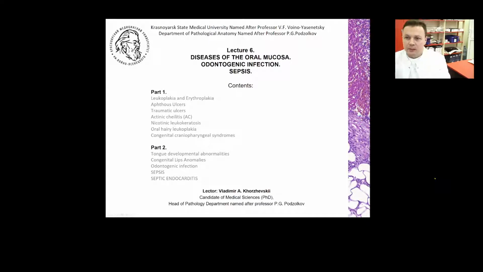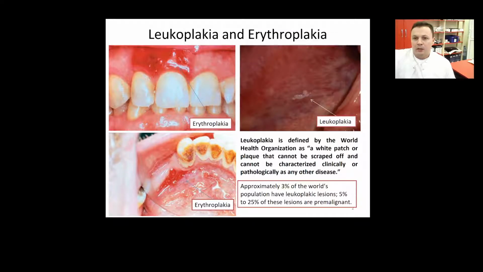So next one lecture, this is oral mucosa, odontogenic infections, and sepsis. Today we'll talk about leukoplakia, erythroplakia, aphthous ulcers, traumatic ulcers, actinic cheilitis, and so on. And part 2 is tongue development abnormalities, congenital lips abnormalities, odontogenic infections, sepsis, and septic endocarditis. So first of all, we'll talk about leukoplakia and erythroplakia.